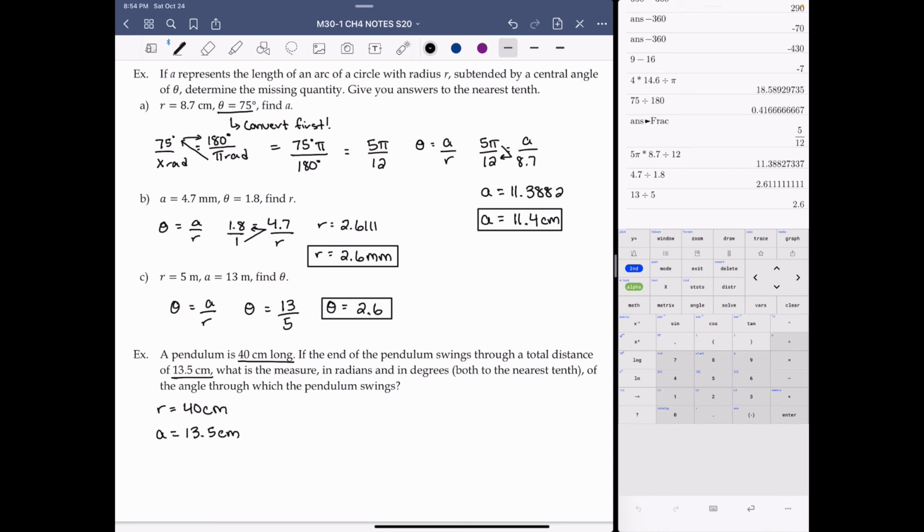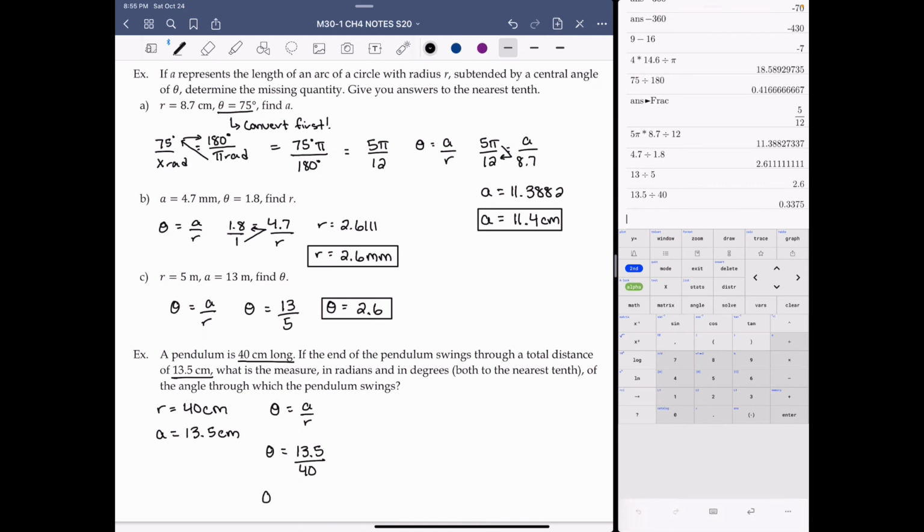Starting with radians, theta equals A over r. Theta equals 13.5 over 40. 13.5 divided by 40 gives us 0.3375. Rounded to the nearest tenth, theta would be 0.3 radians.